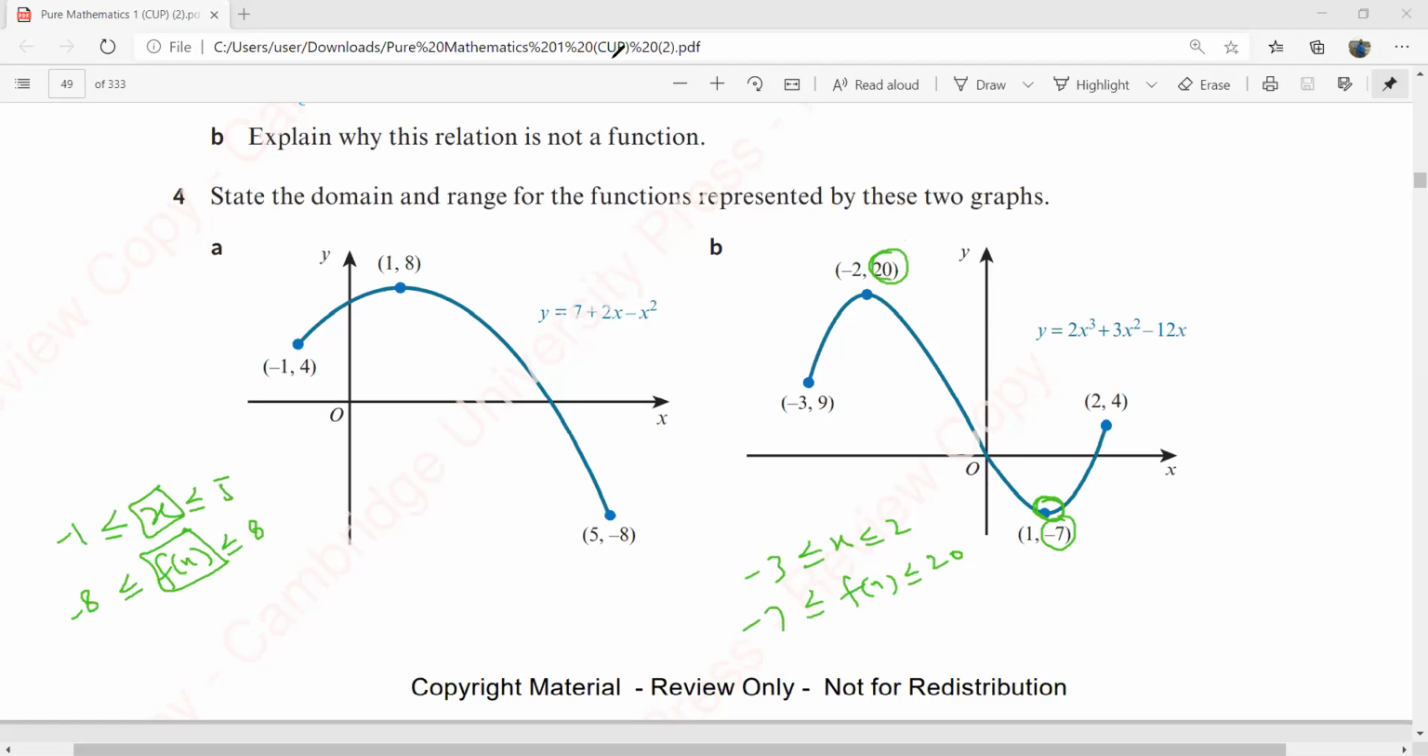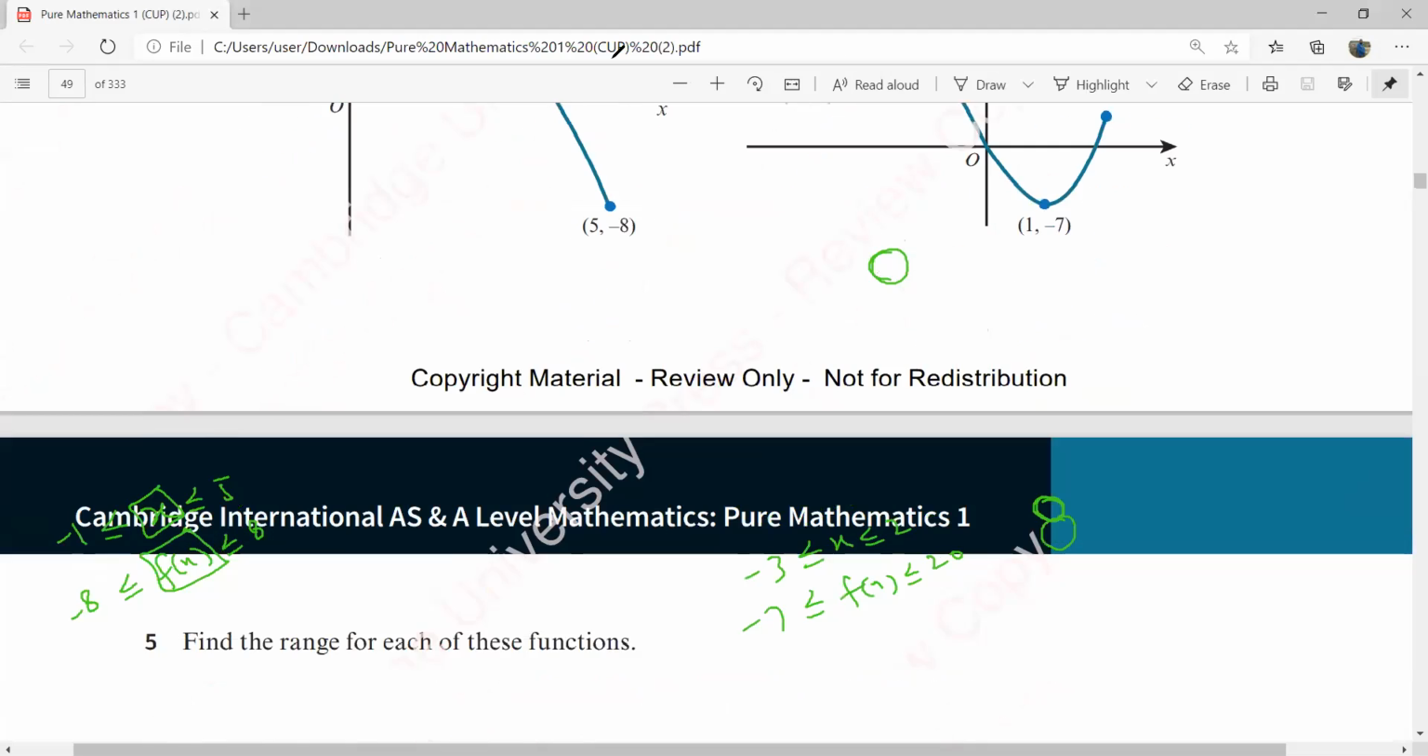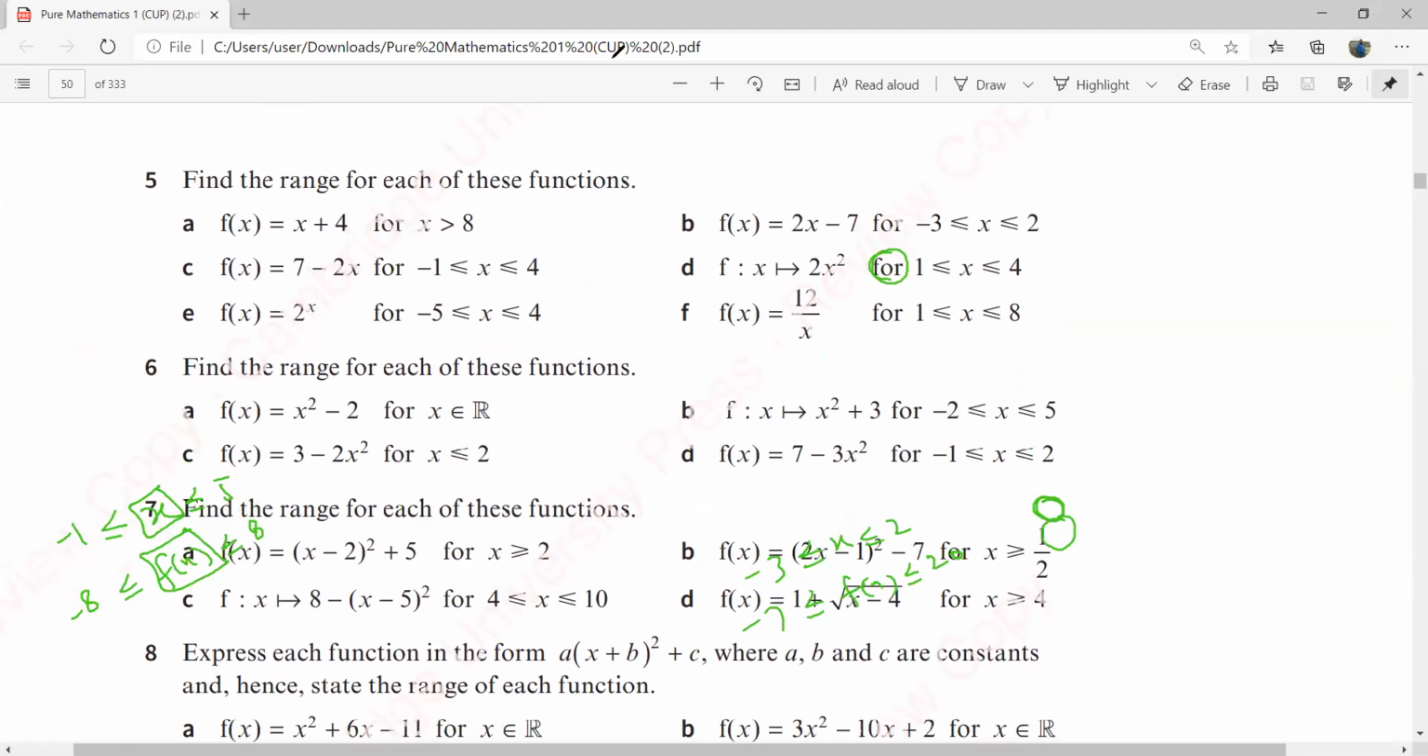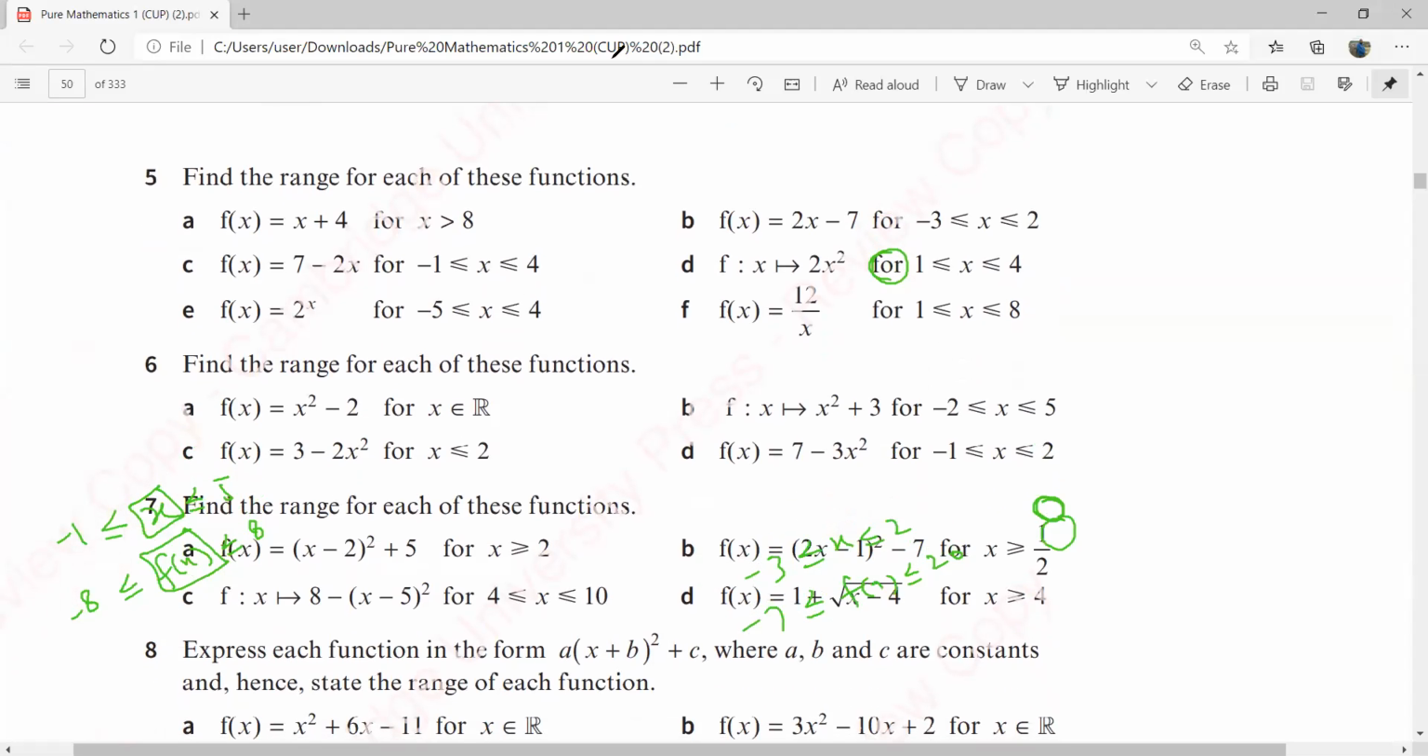Okay, guys, you have to try this question number 5, 6, 7, and 8. We'll be talking about this tomorrow. We'll have one more day on the domain and the range, okay? So once you're done with this question, inshallah, hopefully, you will be clear about how to find the range.